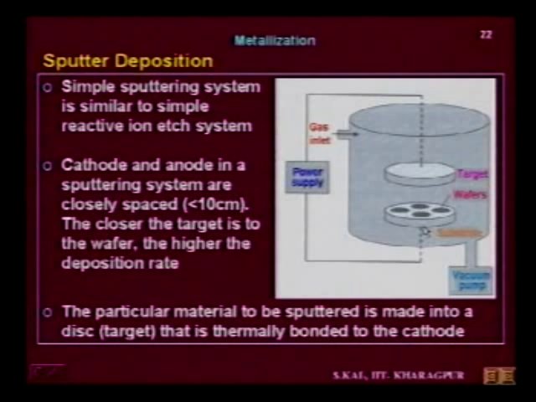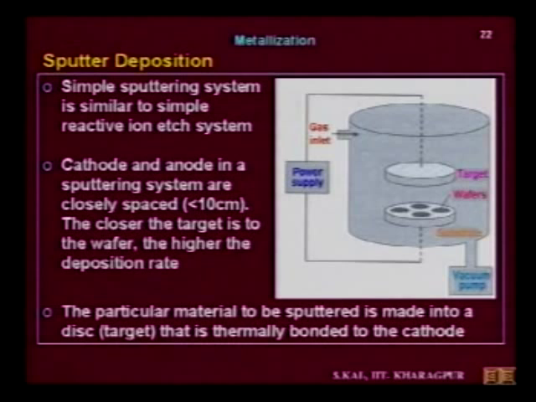Okay. Now through the gas inlet, inert gas is pushed into the chamber. First the chamber is evacuated using a vacuum pump and then argon gas is inserted into the sputter chamber. Argon is a heavy ion, its mass is high, it is neutral, and not easily reacted with the substrate or target material, that's why argon gas is used. And argon gas is ionized in the chamber, and the ionization process I have already discussed in the dry etching class, how the gases are ionized.